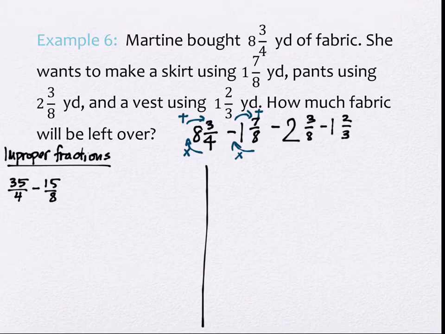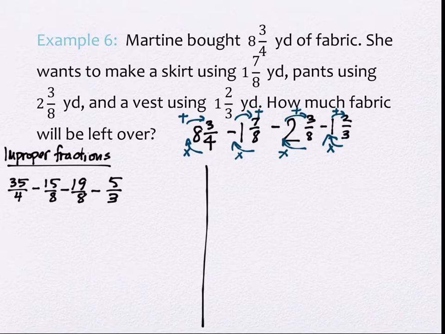Moving to the next one. 8 times 2 plus 3, 19. So I have minus 19 over 8. And the last one, I have 3 times 1 plus 2, which gives me 5 over 3. Is everybody good so far on changing all those mixed numbers into improper fractions?